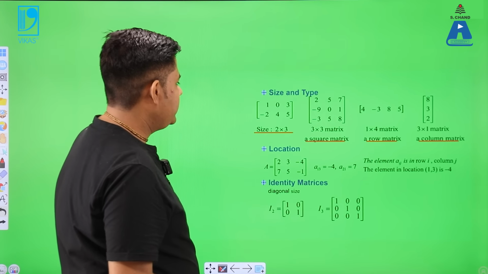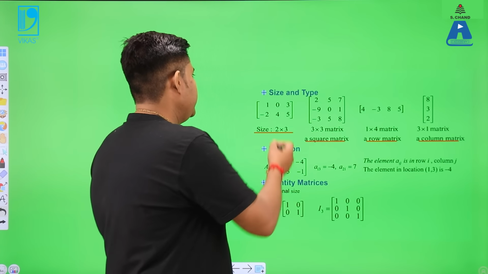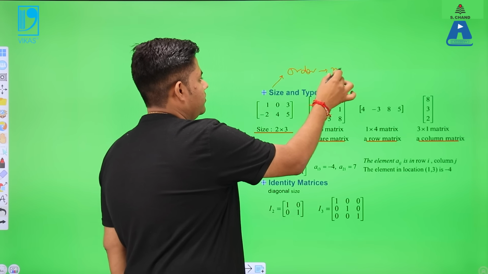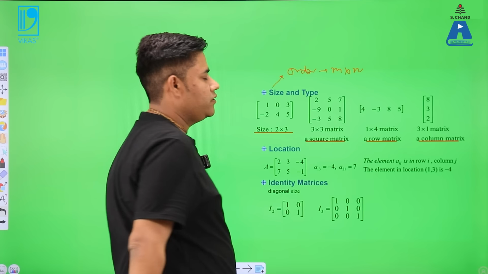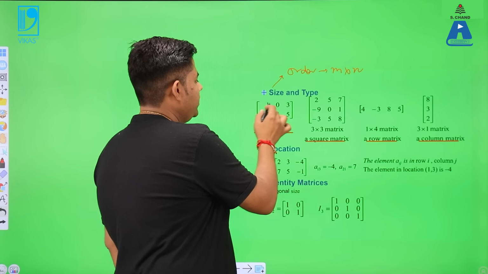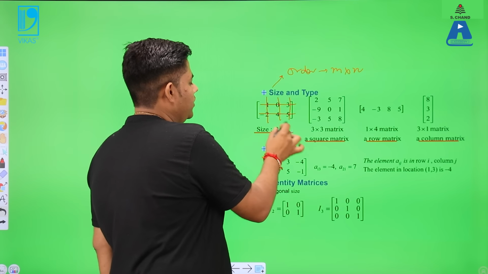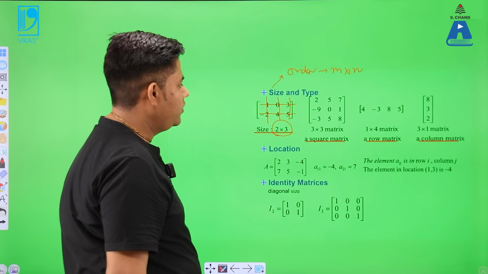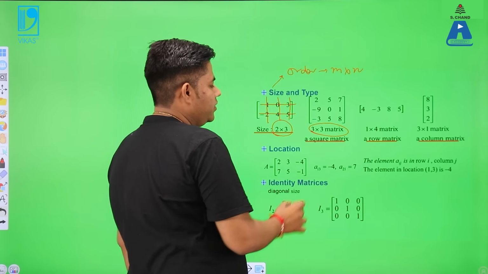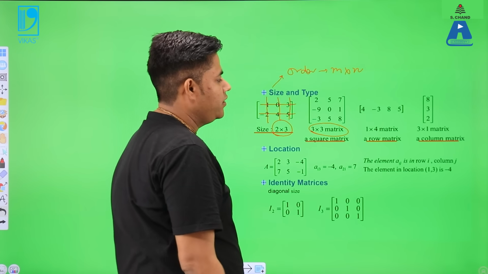Then you have the size and the type of matrix to be defined. Size indicates the order of the matrix. Order indicates the particular format, which is m cross n, that means rows times columns. So if you have this matrix, you have the number of rows as 2 and the number of columns as 3. So 2 cross 3 would be the size or the order of this matrix. Another matrix, let's say, of 3 by 3 order, is called a square matrix because you have 3 rows and 3 columns.